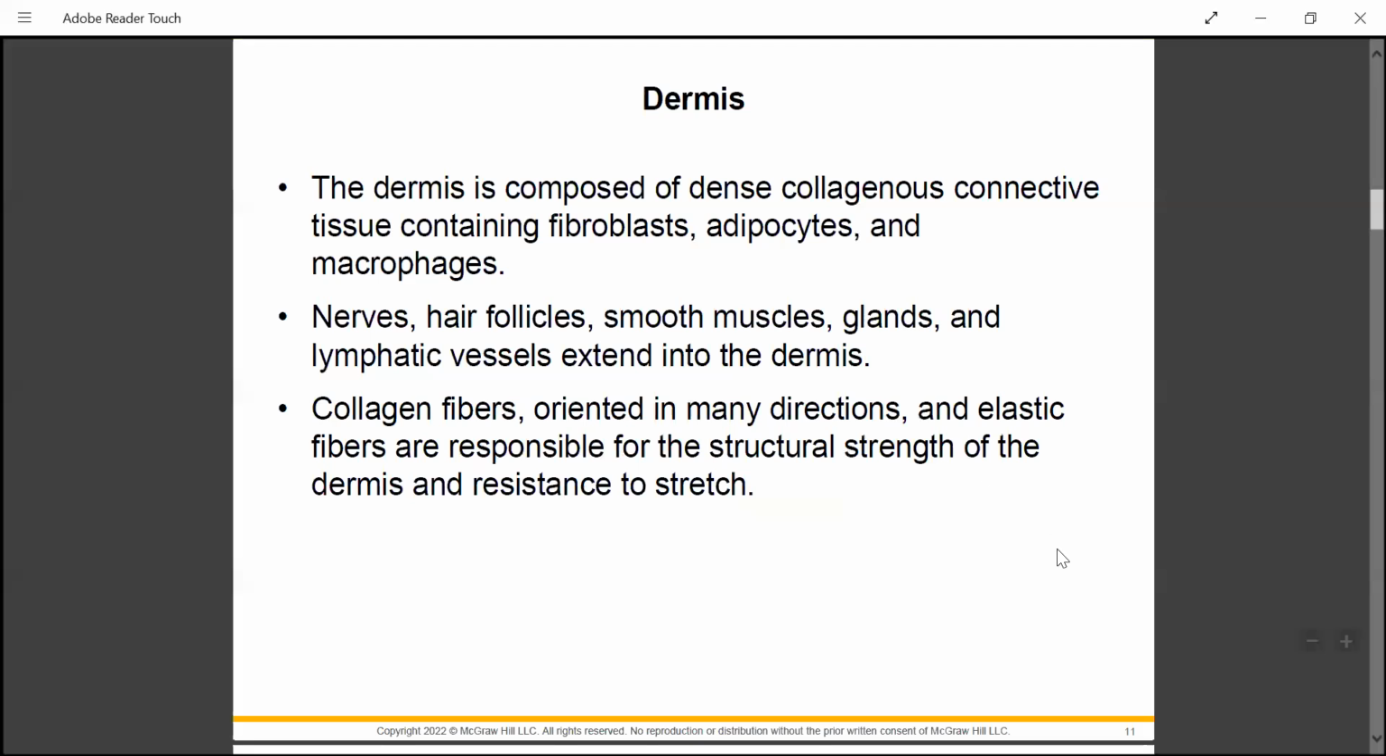Okay, moving on to our second layer, the dermis. This is going to be dense collagenous connective tissue. So this tissue contains fibroblasts, adipocytes, and macrophages. It also, like we pointed out earlier, has all of our other structures like nerves, hair follicles, some of our smooth muscle, glands, and lymph vessels. And our collagen fibers within the dermis are going to be oriented kind of all over the place. And we're also going to have some elastic fibers that give it additional structure and resistance to stress.